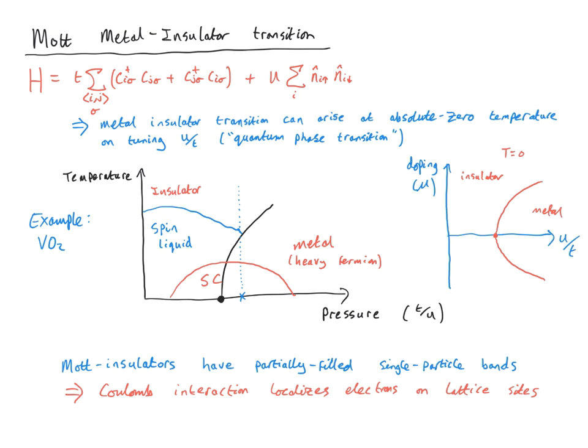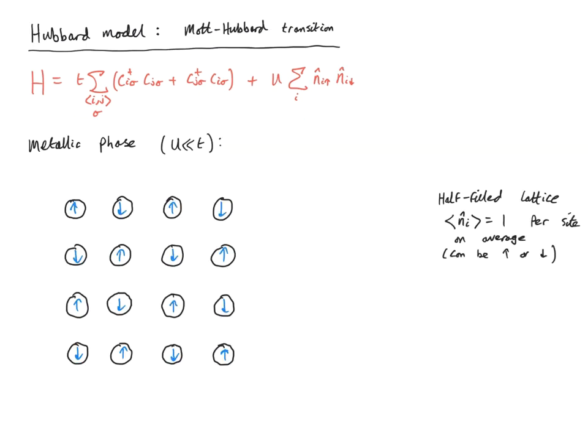So there is a gap to excitations, but we need to consider the many-particle excitation spectrum for this. We need to consider the many-particle energies and levels. We cannot just get away with using this first term in the Hamiltonian here, which describes the non-interacting band structure. So in a very heuristic way, let's discuss physically what's happening in these two phases.